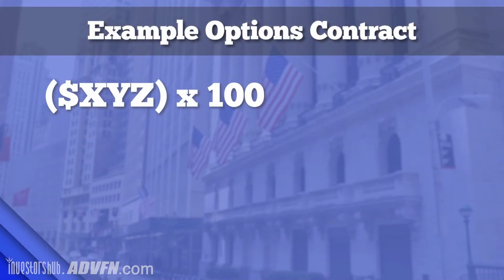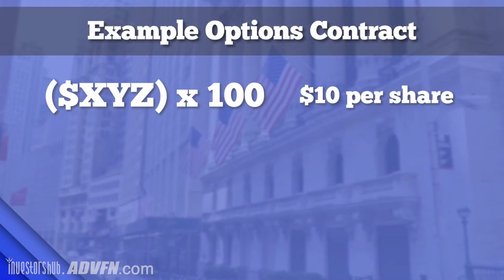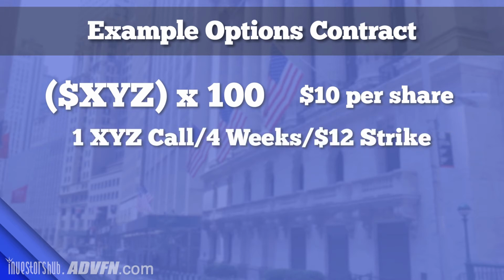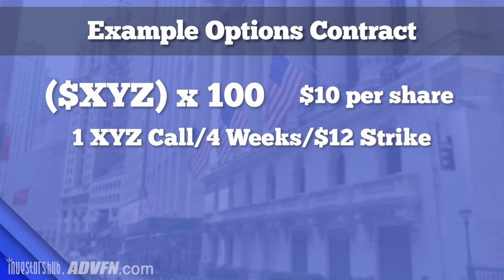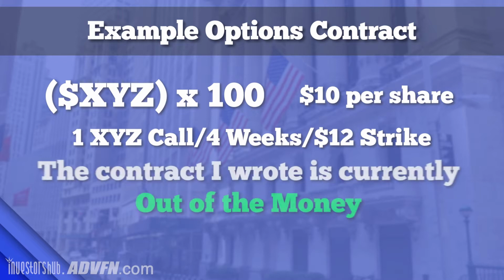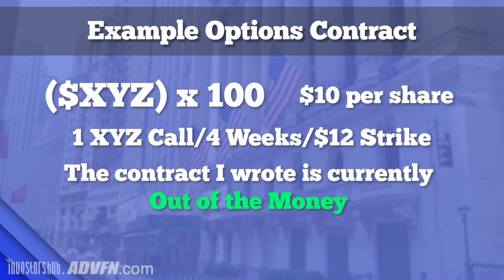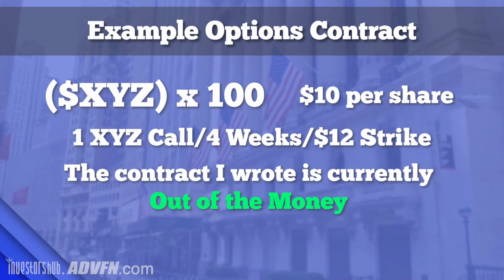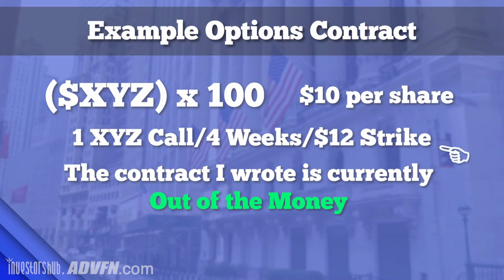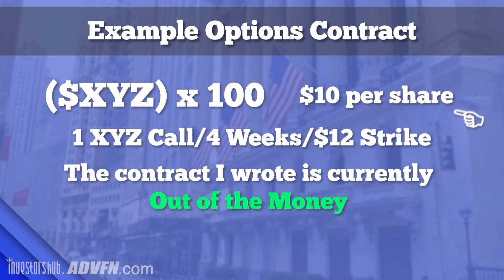Company XYZ is trading at $10 a share, and I write an options contract for 4 weeks out at a strike price of $12. The contract I'm writing is currently out of the money, meaning the current price of the underlying asset is outside the area where it would be profitable to exercise the contract. It is currently trading beneath the strike price, and for calls, that means that the contract is out of the money.